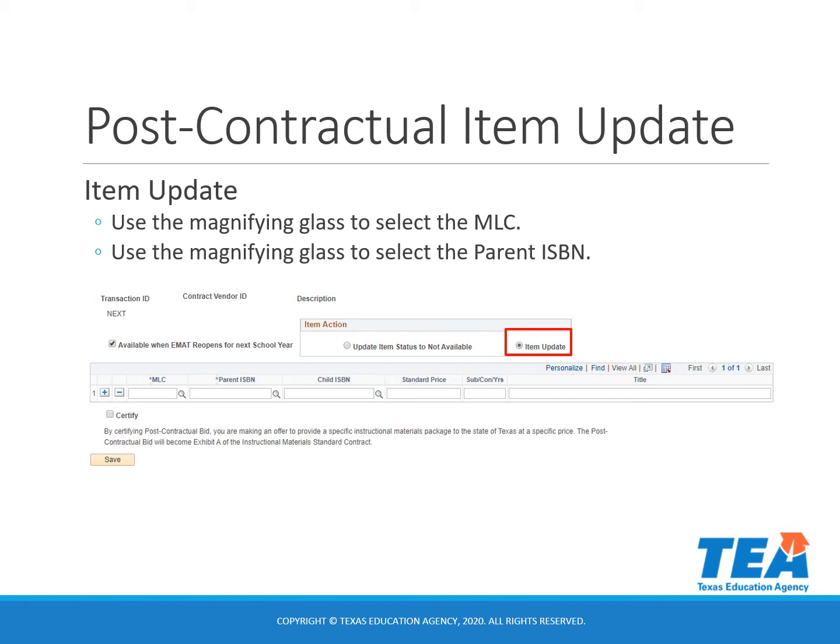You will use the Item Update option in the Action Item box to lower the price of a program or component, to reduce the number of subscription years for a program or a component, or to change the title of a program or a component from a specific number of years to the through school year format. You will select the multiple list code by clicking on the magnifying glass. Then you will select the parent or program ISBN by clicking on the magnifying glass.